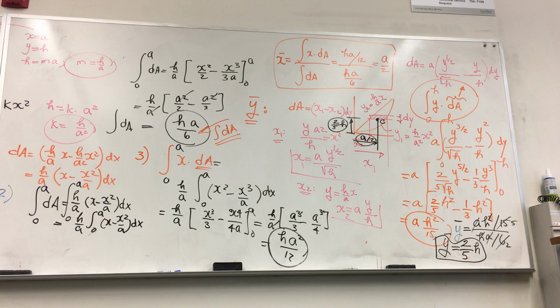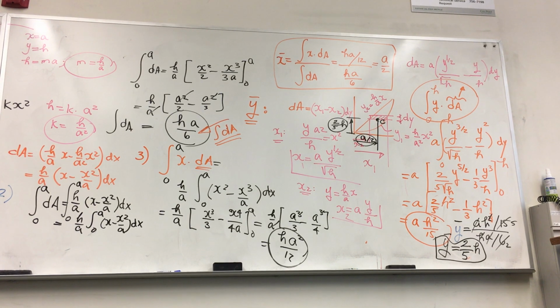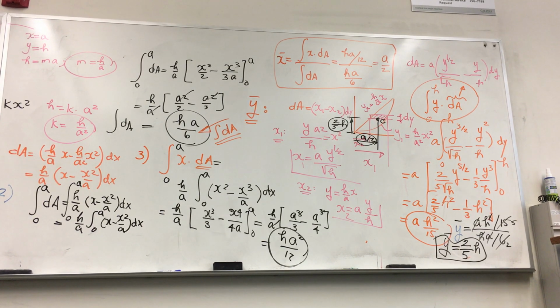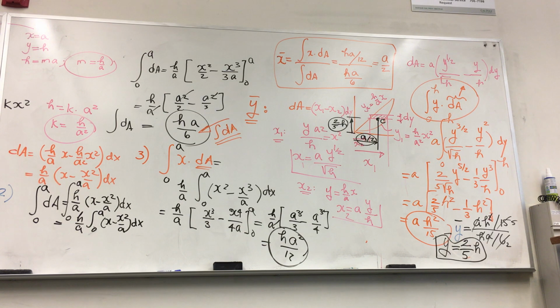For y bar, the only thing is you just need to set up the differential area with sides parallel to the x-axis, so it will be a function of y. dA will be a function of y. So the bounds of integration are for variation of y, in this case from 0 to h. Evaluate that, divide it by the same integral you've already evaluated in the first place, and then you got y bar. Okay? So that's it. Any questions?